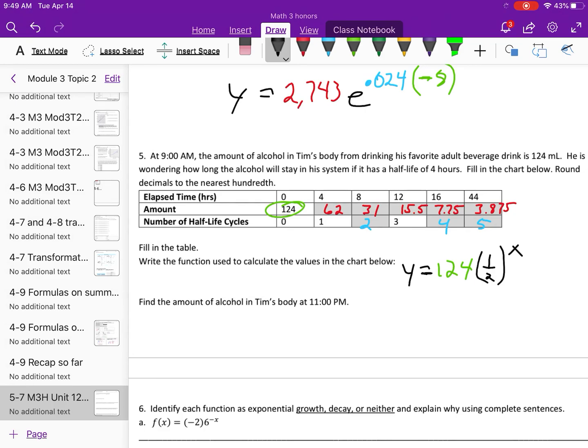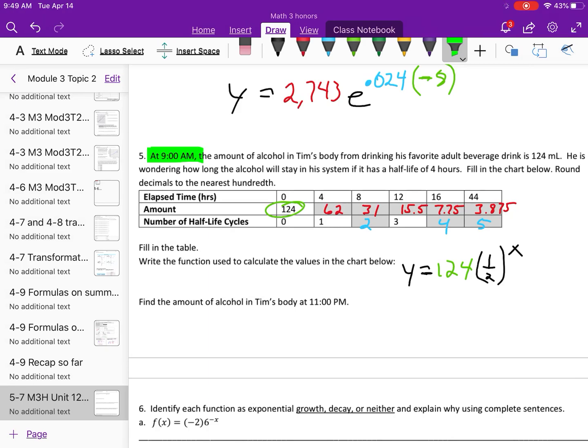We were not asked to solve for a certain amount of half-lives, right? It's not like saying, hey, what about the 8th half-life cycle, right? Because then you just plug in 8 for x. Now this is where it gets interesting. It says find the amount of alcohol in Tim's body at 11 p.m. Well, you have to figure out when 11 p.m. is, right? So you look in your equation, it says at 9 a.m.